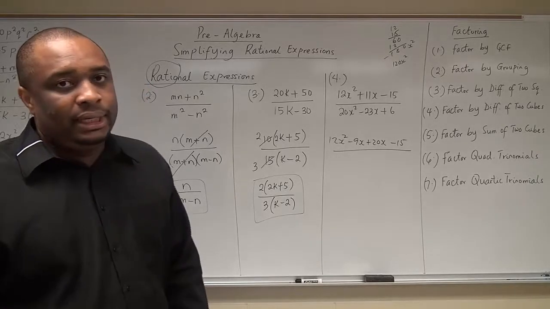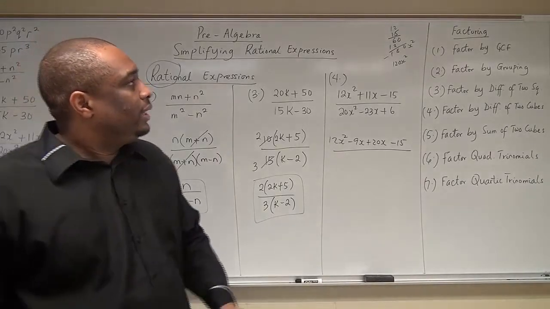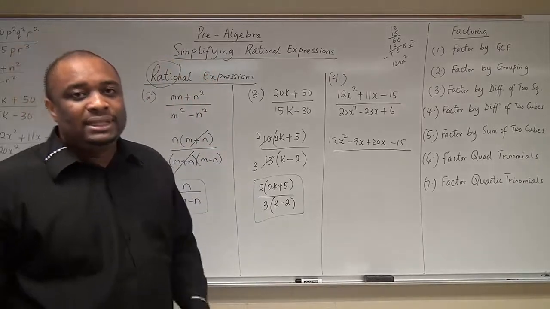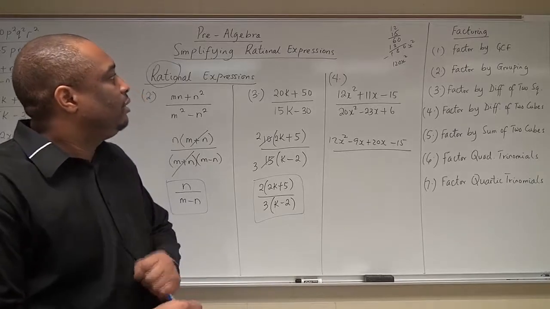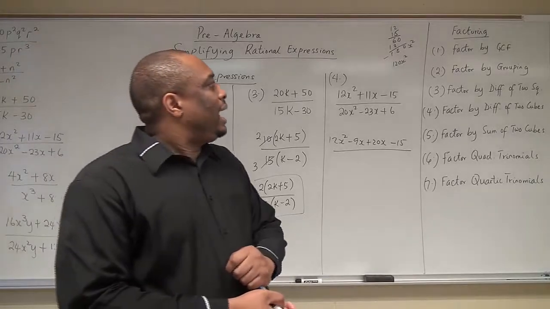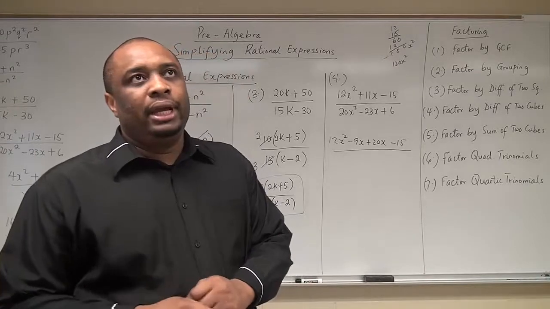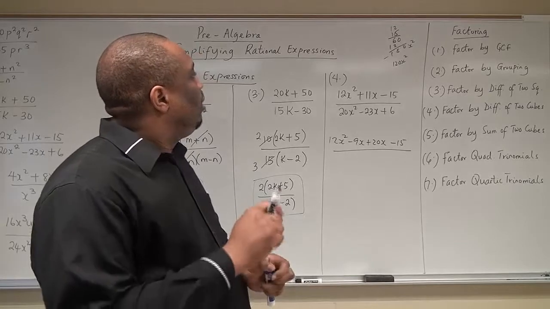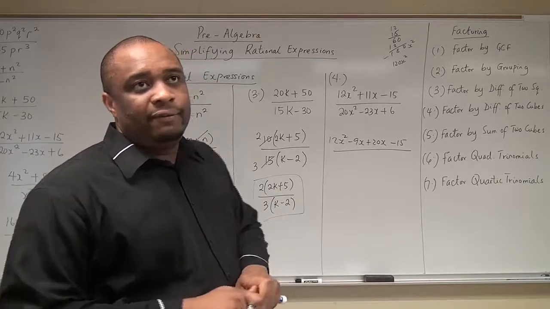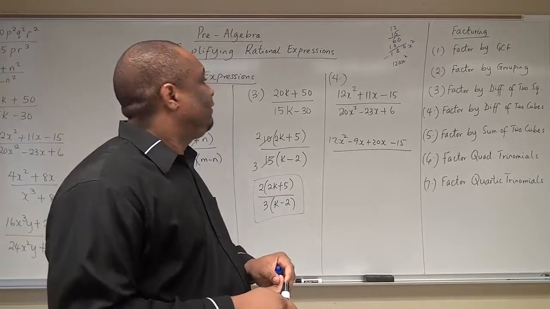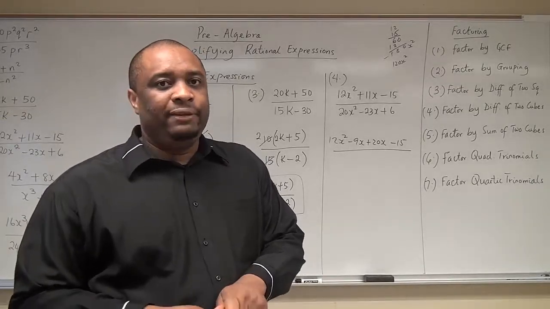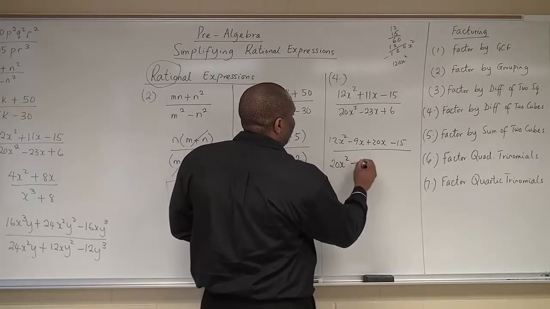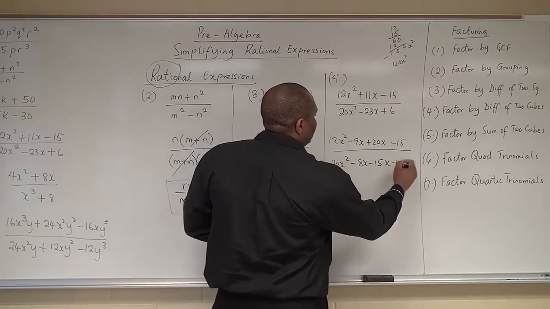6 and 20, no. Negative 6 and 20, no. Negative 6 and negative 20, no. 7, no. 8 and 15 will not work, but negative 8 and negative 15 will work. So this is 20x squared minus 8x minus 15x plus 6.